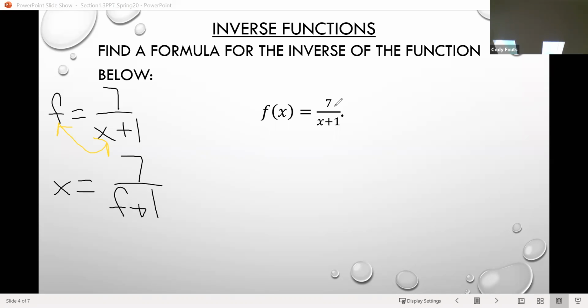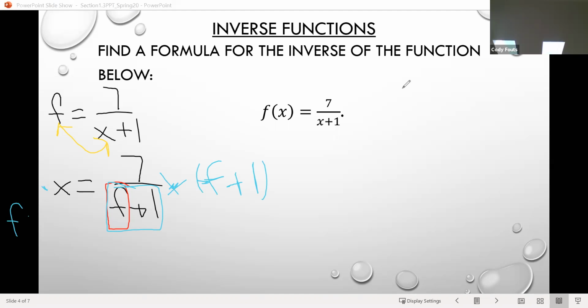We know generally when we do this, usually x is our input variable and f is our output variable. So what I need to do now is solve for f. I need to isolate this f. I notice that this f plus 1 is down here in the denominator, and I would like to get it out of the denominator to be able to deal with it. So I'm going to multiply f plus 1 on both sides of the equation.